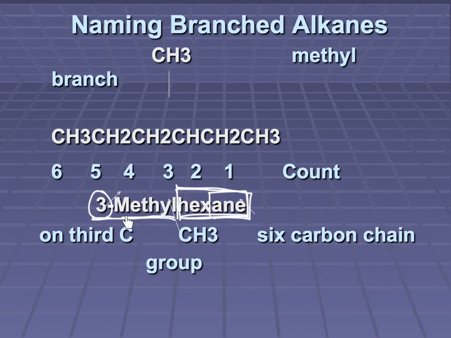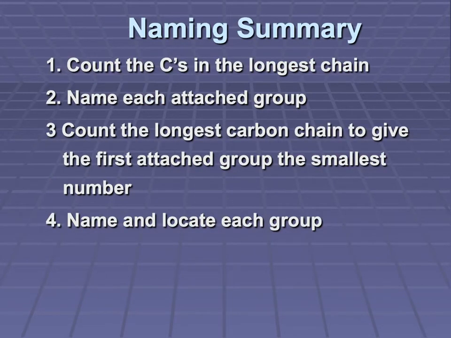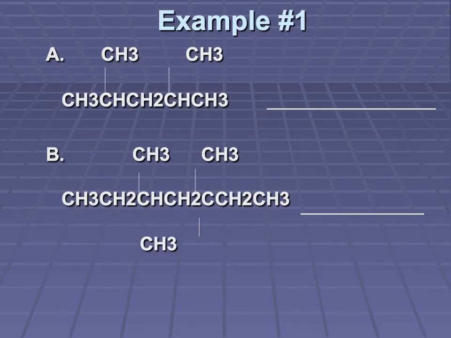Remember, meth means how many carbons? 1, right? Because the branch, which was right there, only contains 1 carbon, so that's called a methyl group. Once again, the name for this compound would be 3-methylhexane. Here's a summary of the rules on how to name your alkanes. All right, let's go ahead and do some more examples. In these examples, I want you to name them.